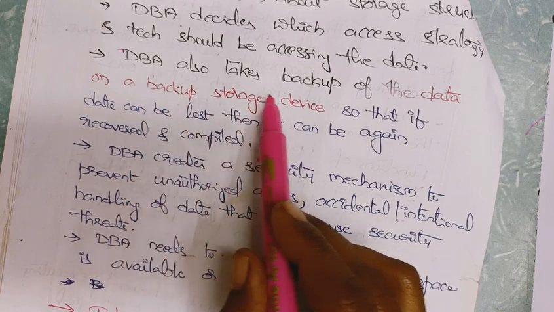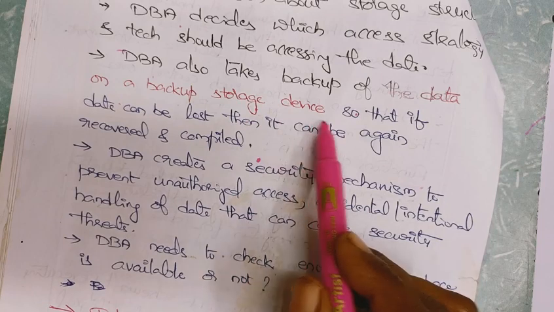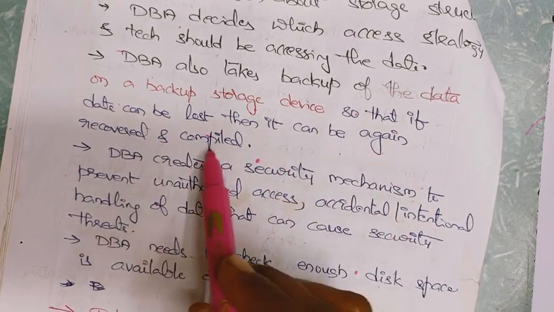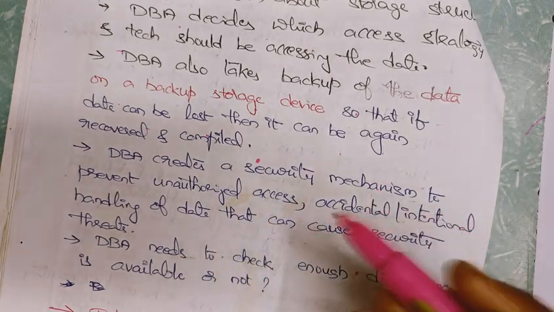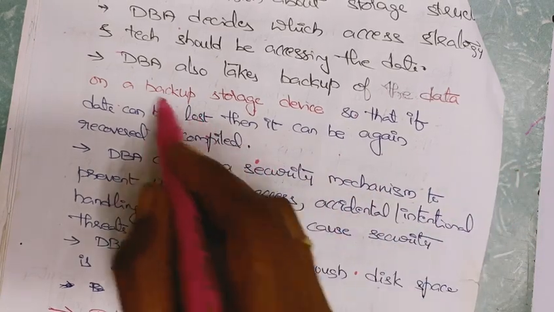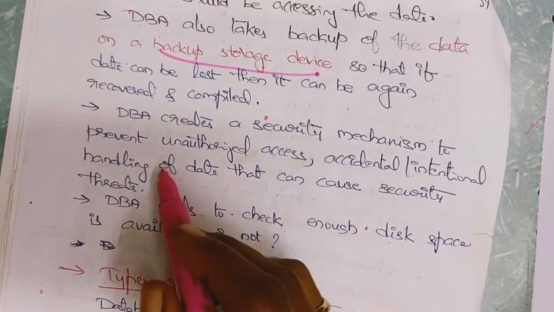The database administrator also takes backup of the data on a backup storage device, so that if data is lost, it can be recovered again. If any backup is required, each and every database should be maintained with a backup. So that backup storage will be taken care of by the database administrator only.